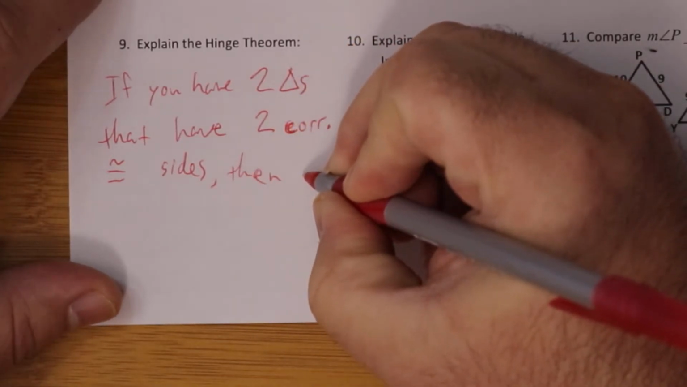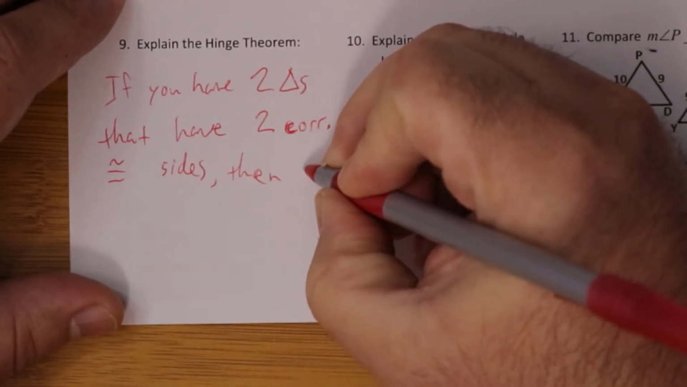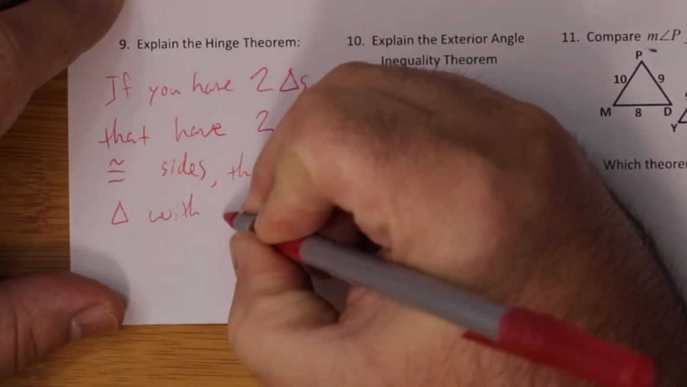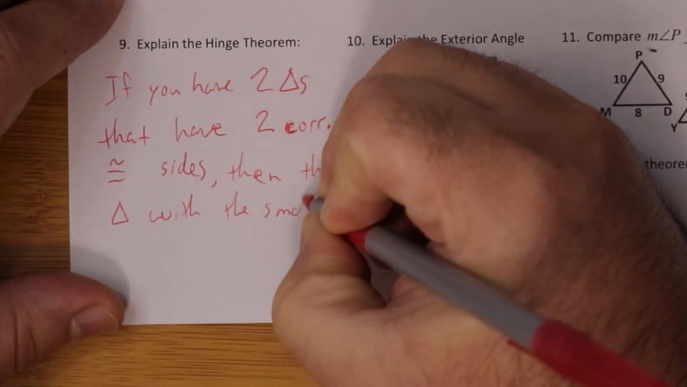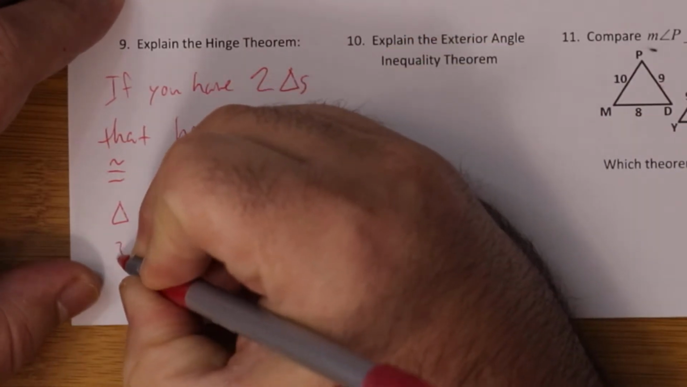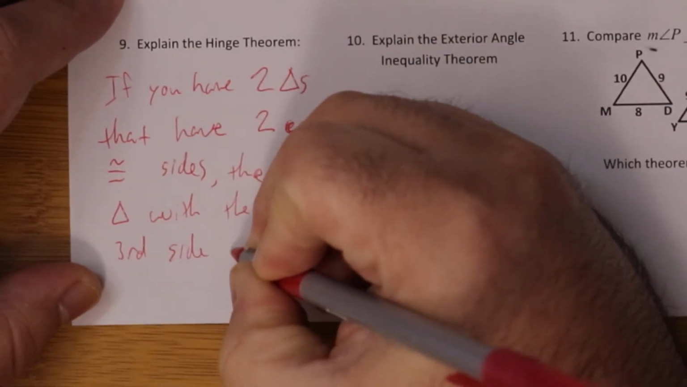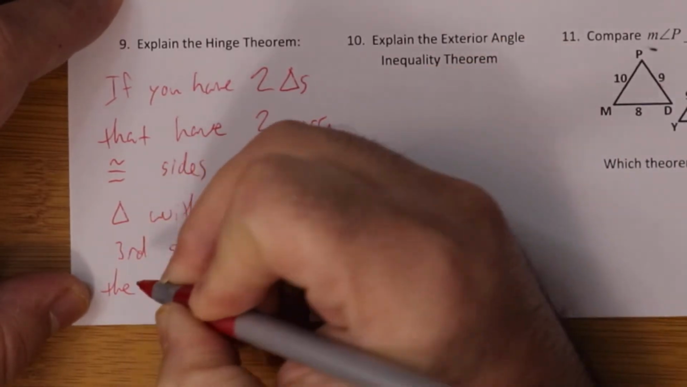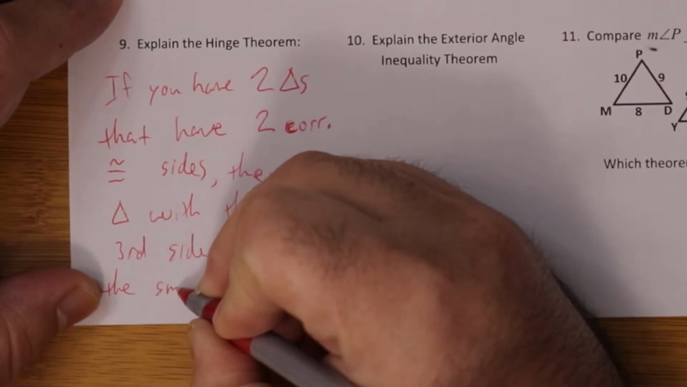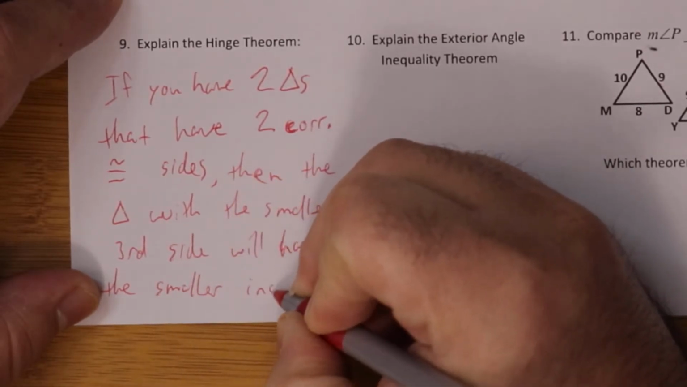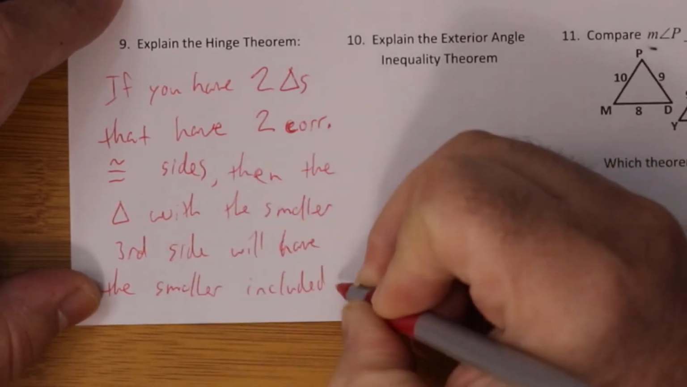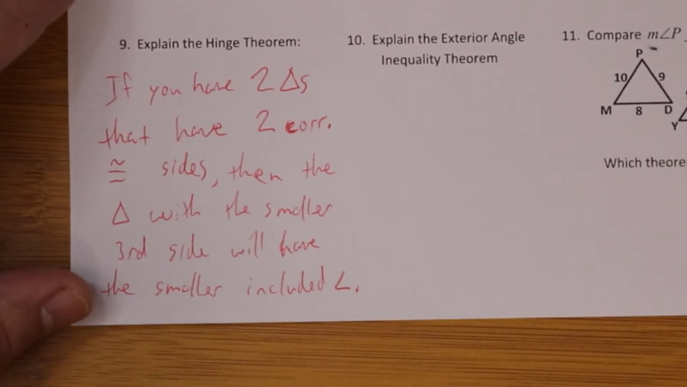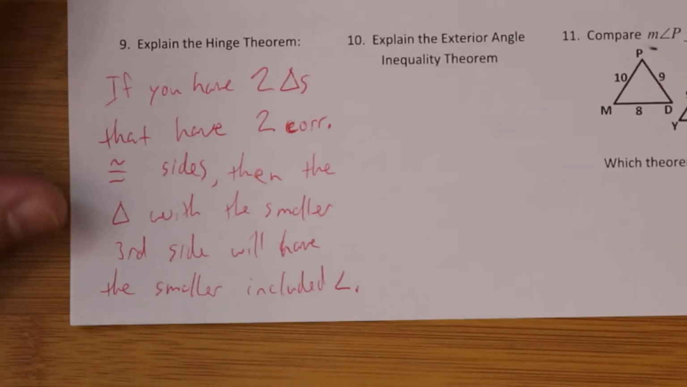So there you go. If you have two triangles that have two corresponding sides, then the triangle with the smaller third side will have the smaller included angle. So remember, it was small across from small, and then on the other one it was large across from large.